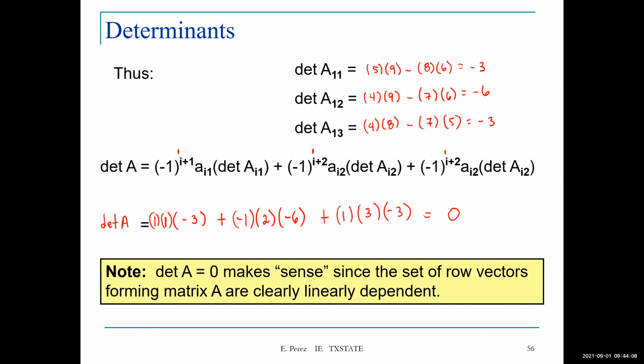So note that the determinant of A equals 0 makes sense since the set of row vectors forming matrix A are clearly linearly dependent. When we have linearly dependent row vectors, the determinant of the matrix should be equal to 0. And that would be the last slide for this lecture and the last concept that we wanted to review before we get into the material for the class.